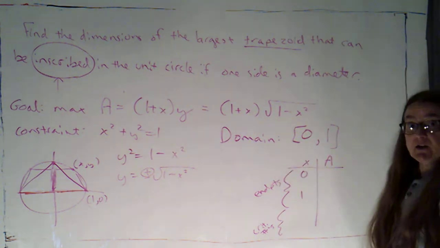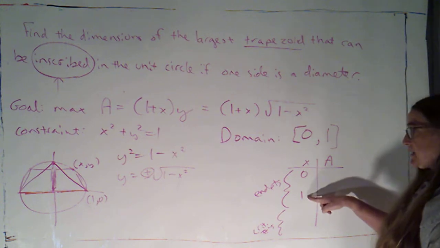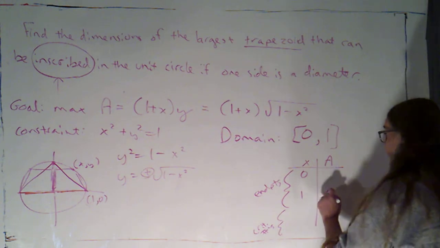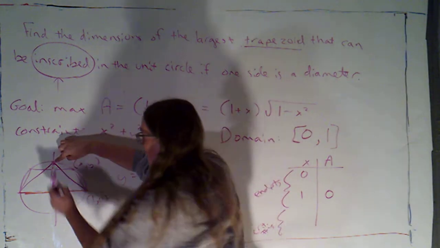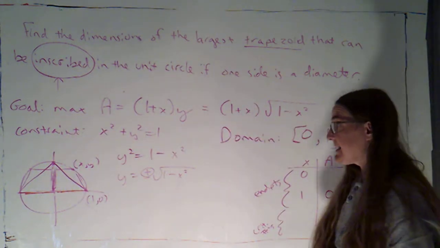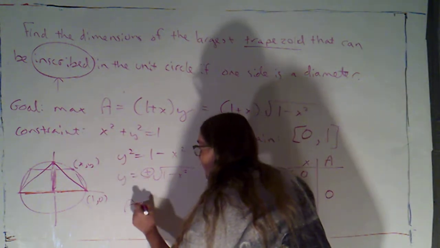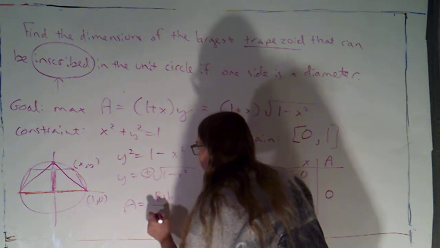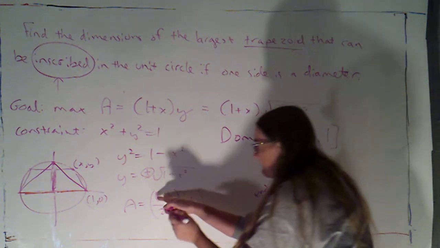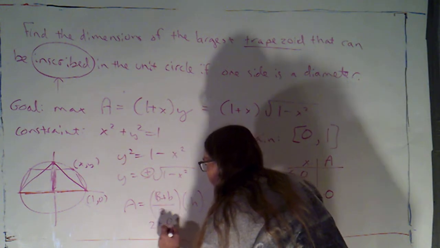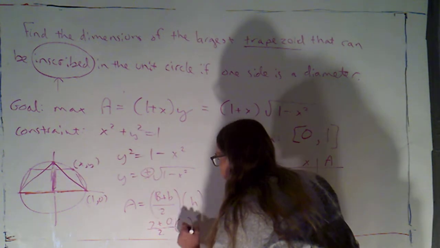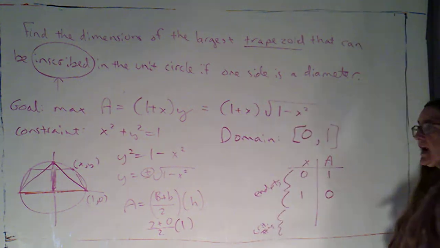Now both endpoints correspond to a degenerate trapezoid, but only this endpoint corresponds to a degenerate one in the sense that it has no area. If I put the point here, I do have some area. All I'm doing is making the little base 0. Remember, the original equation for area was the average base times the height. The big base is 2. This would be making the little base 0, and the height, of course, is just 1. So that's going to give me an area of 1.